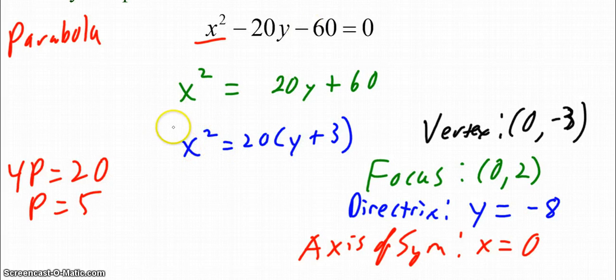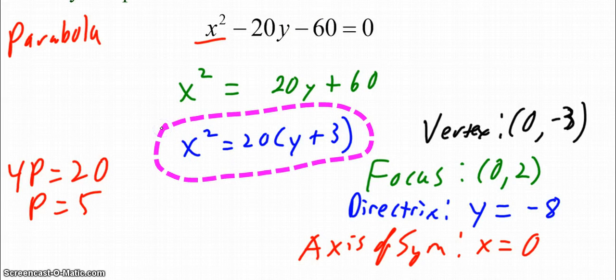So our standard form is going to be x squared equals 20 times the quantity y plus 3. So my vertex is 0, negative 3. 20 is 4p, so p is 5. Since this is an x squared and p is positive, this is going to open up. So the p value is going to be added and subtracted to the y value of the vertex. So negative 3 plus 5 is 2. So my focus is at the point 0, 2. And negative 3 minus 5 is negative 8. So the directrix is the line y equals negative 8. The axis of symmetry then will be the line x equals 0 because it goes through the focus and the vertex.